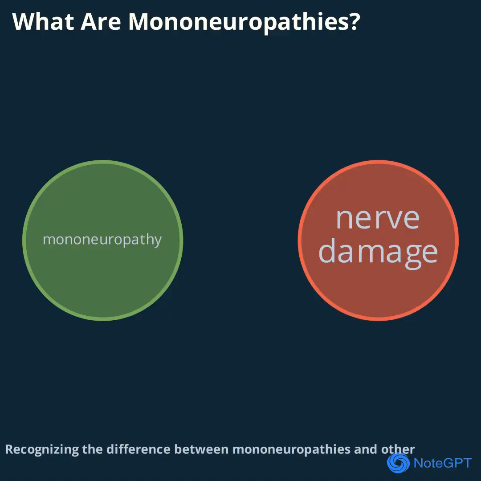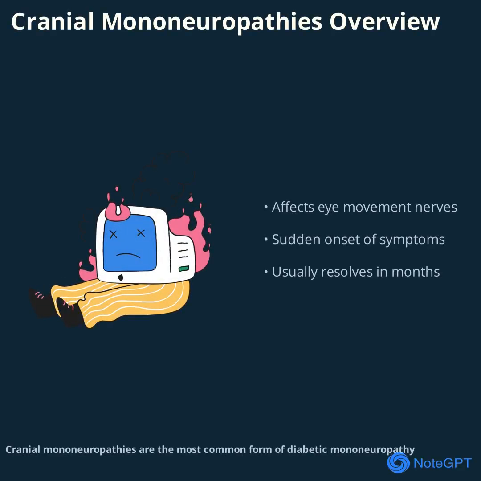Recognizing the difference between mononeuropathies and other neuropathies is crucial for accurate diagnosis and management. Let's look at the types of mononeuropathies that can occur in people with diabetes. Cranial mononeuropathies are the most common form of diabetic mononeuropathy. They typically affect the nerves that control eye movement, especially the oculomotor nerve. Patients may experience double vision, drooping eyelids, or difficulty moving the eye. These symptoms can develop suddenly and are sometimes preceded by pain around the eye.